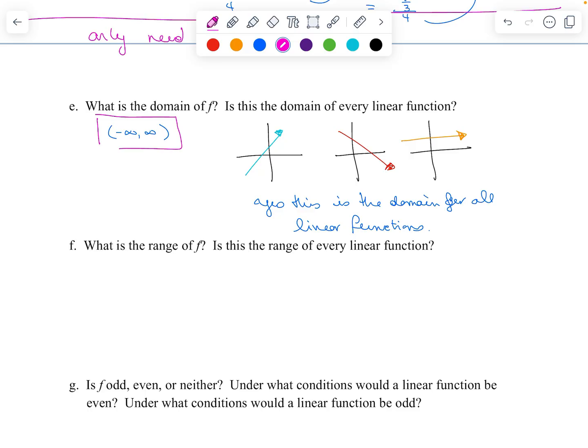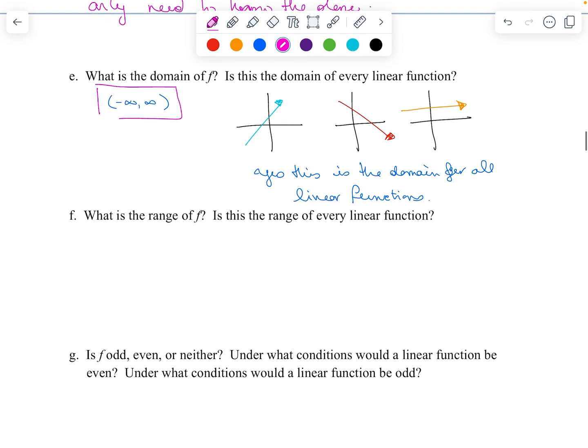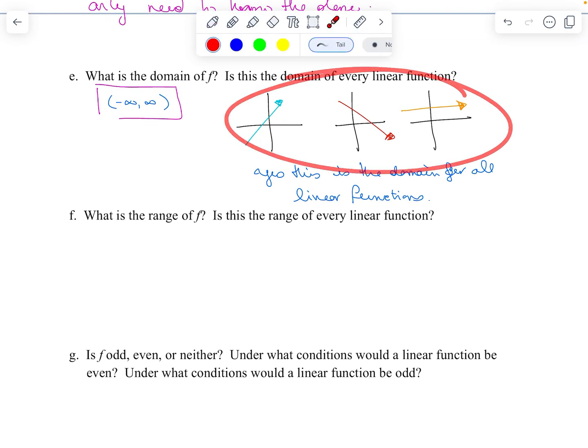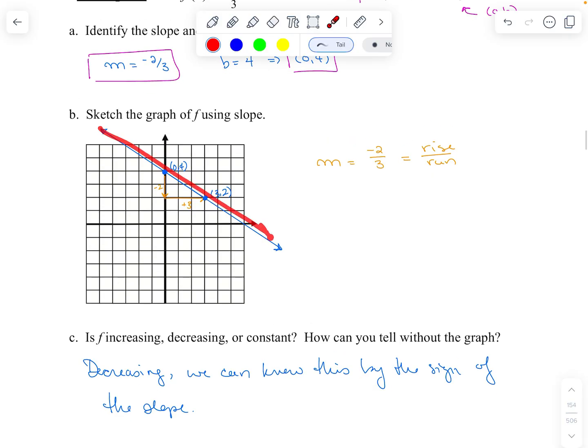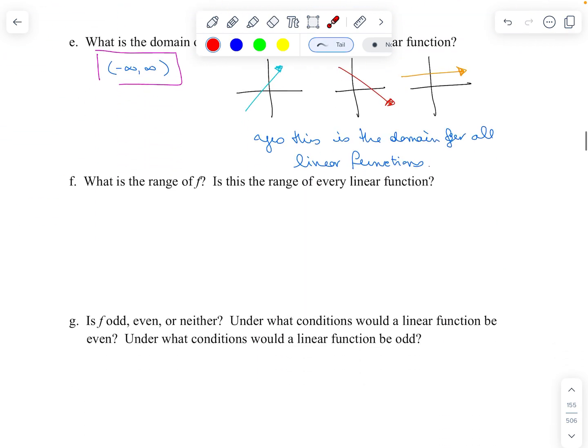Now, what is the range of f? And is this the range of every linear function? So let's look at range, considering these images here. This one is a decreasing function, as we said before. So this side goes up forever, and this side goes down forever. So that means I have all real numbers for my range.